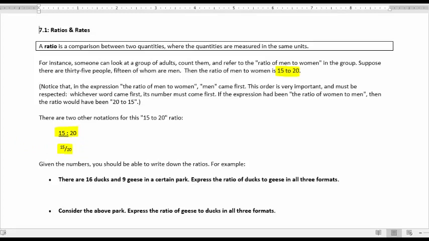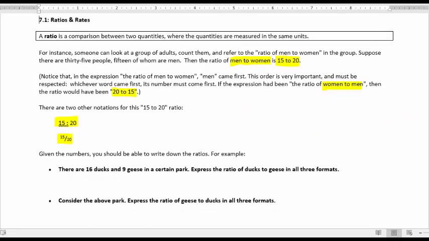So in this instance, I was talking about a group of adults, 35 of them, and 15 of them are men. So the ratio of men to women was 15 to 20, right? Because there were 15 men and there were 20 women. And again, the order is important here. If I had said the ratio of women to men, that wouldn't have been 15 to 20. That would have actually been 20 to 15 because I'd mentioned women first in that case. So the order is important when you're expressing ratios.